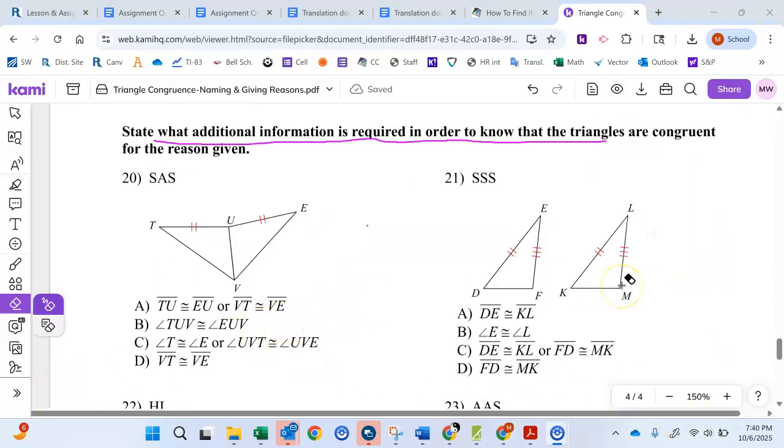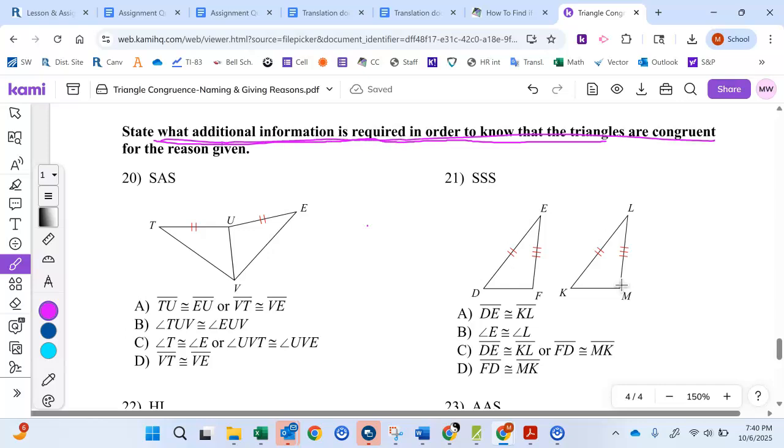Okay, so now I'm going to do number 20. What I realized about number 20, and I hope I mentioned it before, is we're looking for what additional information is required to know that the triangles are congruent for the reason given. What that means is for this reason, we need basically 2 sides with an angle in between. Well, what do we have? We have these 2 in common, so we already have a side. And because this side is the same line as that, we have another side.